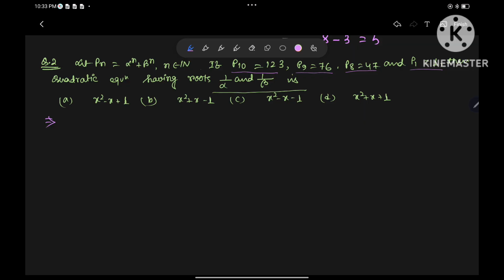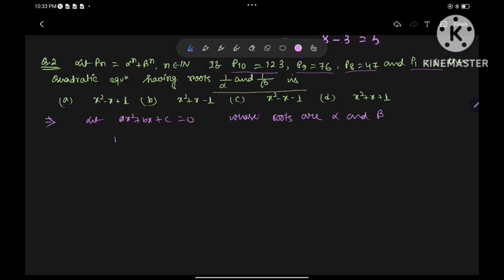Okay, so for example, let us assume ax square plus bx plus c equals to 0 is the quadratic equation whose roots are alpha and beta.